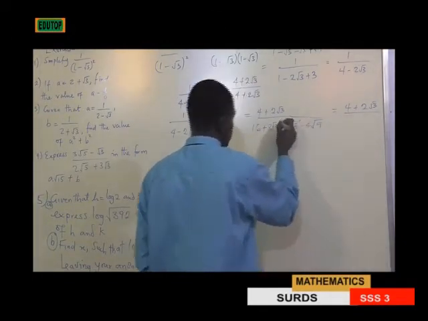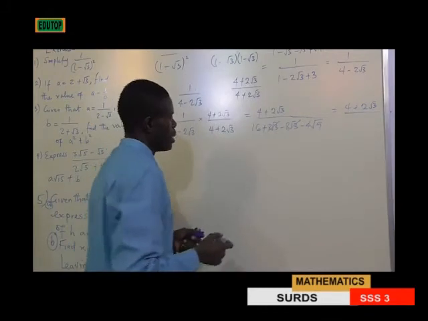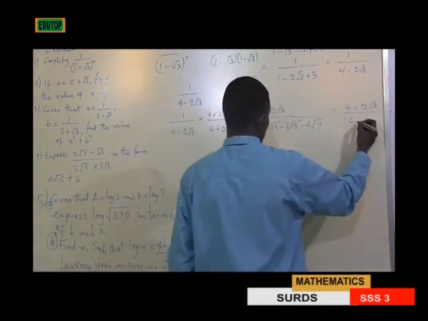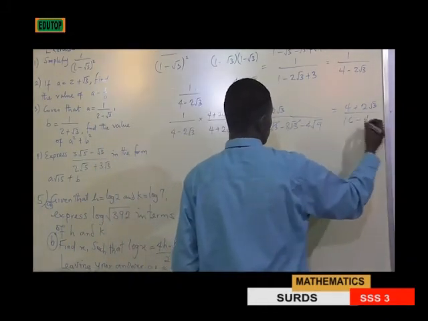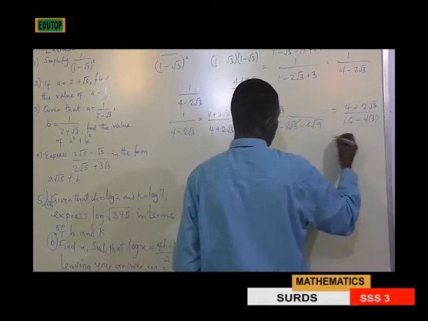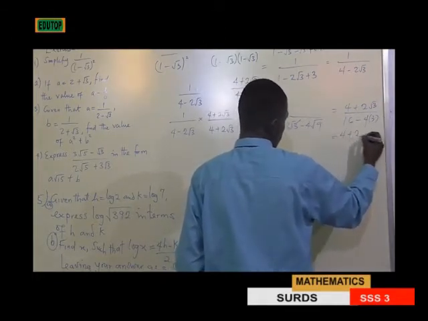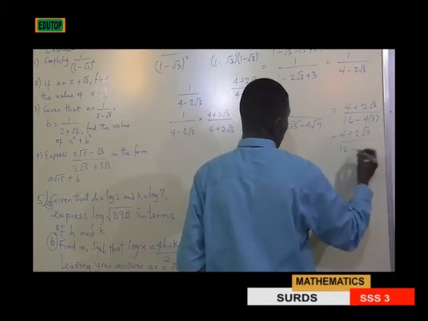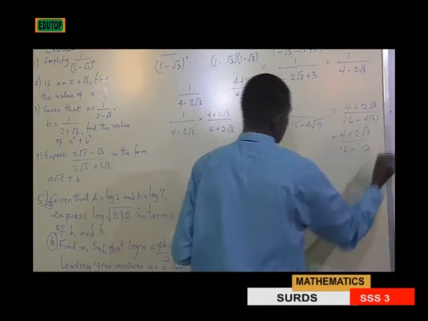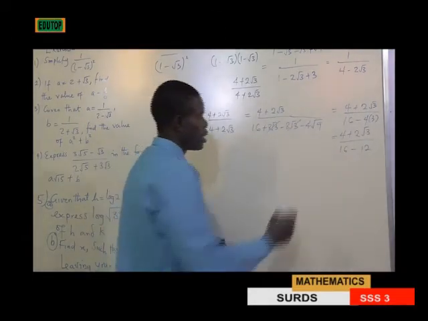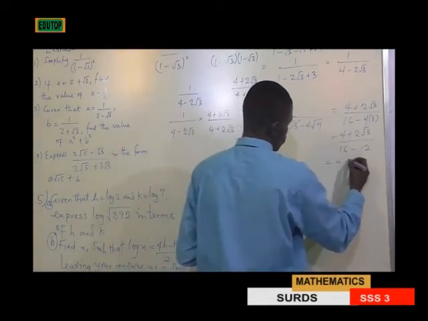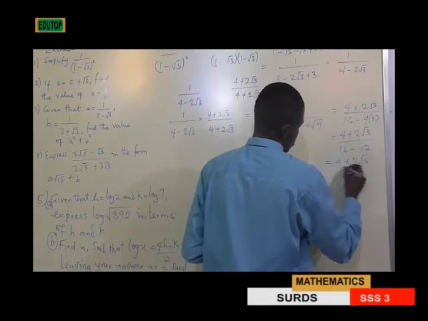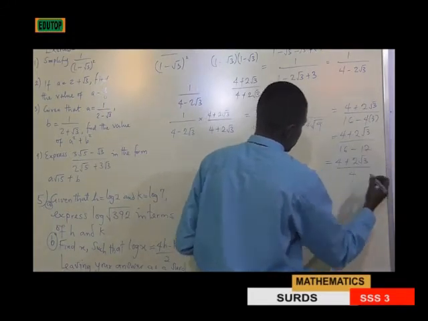This can cancel this. Then we have 16 minus 4 root 9. Root 9 is 3. So we have this. Then we have 4 plus 2 root 3 over 16 minus 12. Then here we can now write this as 4 plus 2 root 3, and 16 minus 12 gives 4.